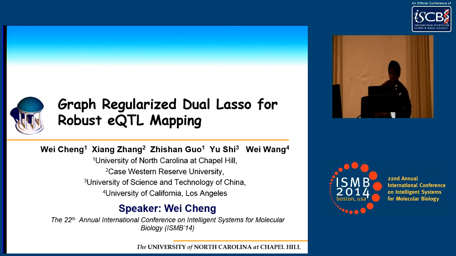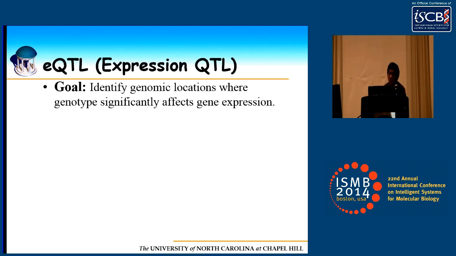Okay, morning. I would like to present this paper, Graph-regularized Dual Lasso for robust eQTL mapping. So basically, in the literature of GWAS, there is one important research area, eQTL mapping, which aims to find the genomic locations where the genotype significantly affects gene expression.